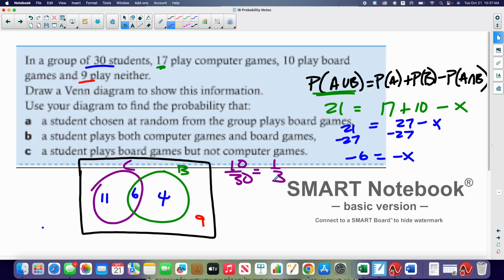Now, I know what some of you are thinking. Why did I draw the Venn diagram? I could have done that without it. Correct. That one I could have done without the Venn diagram. But I think it's more helpful when I continue going.